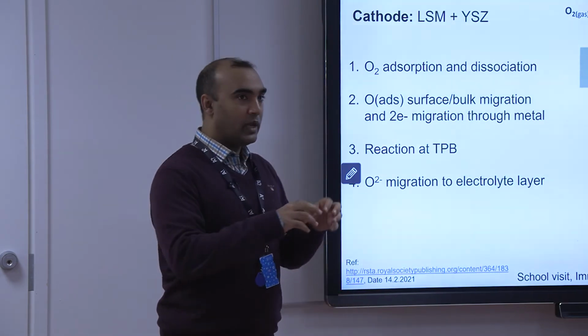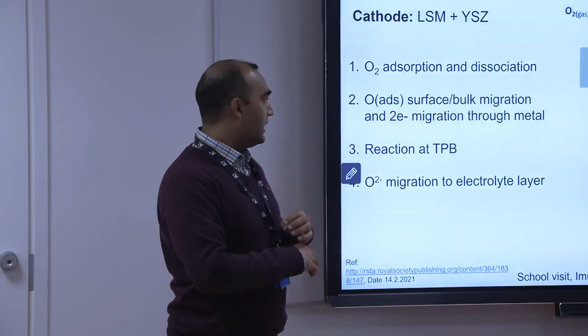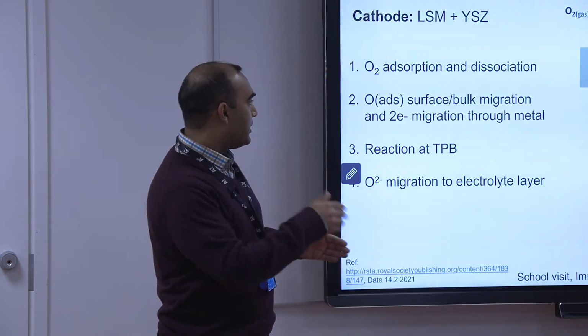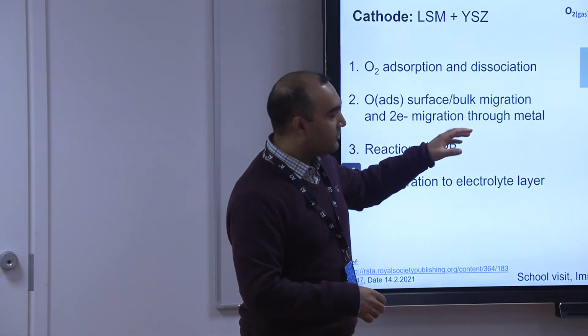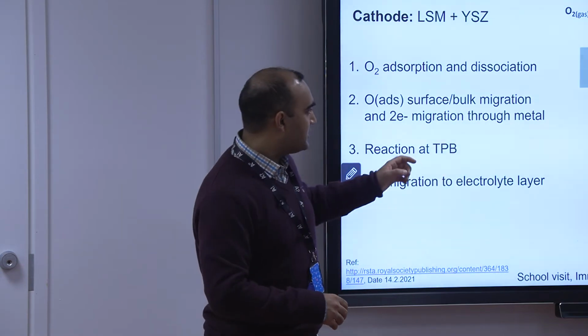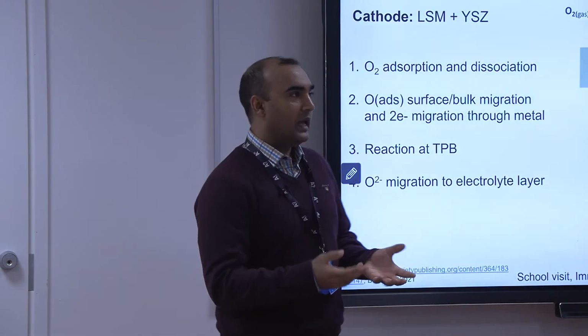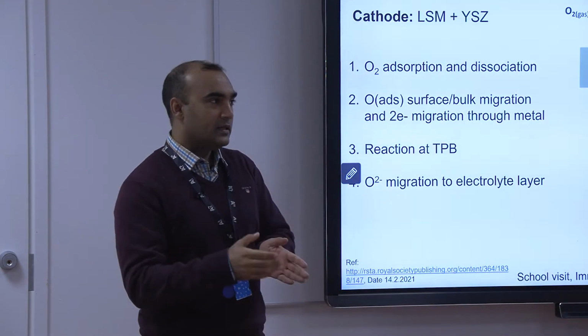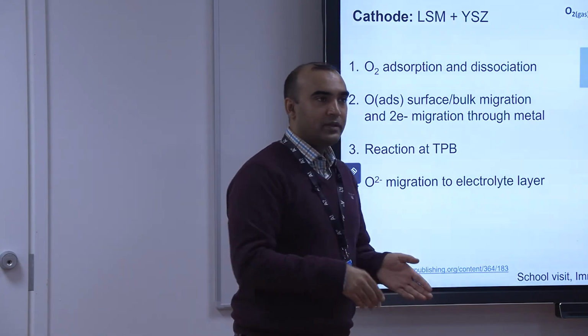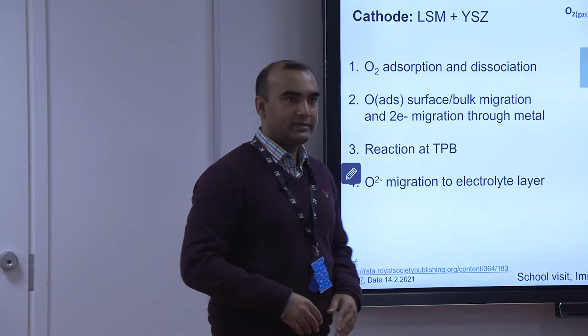Again, the oxygen needs to be absorbed on the electrode surface. It needs to be dissociated. It needs to migrate or diffuse towards the reaction site, which is the three-phase boundary, which is basically these points where we have cathode, electrolyte, and these boundaries. So at those places, reaction happens, and as a result, oxygen ions go into the electrolyte layer. So these are the steps.